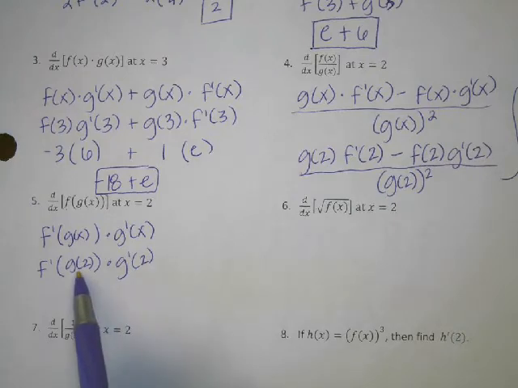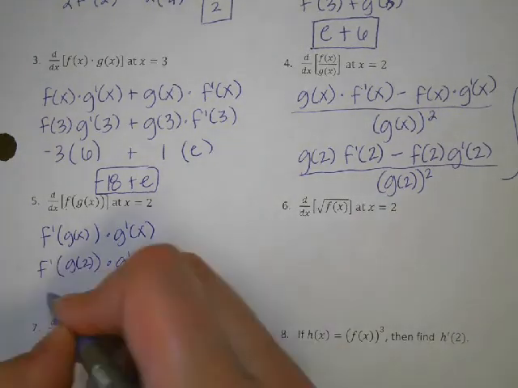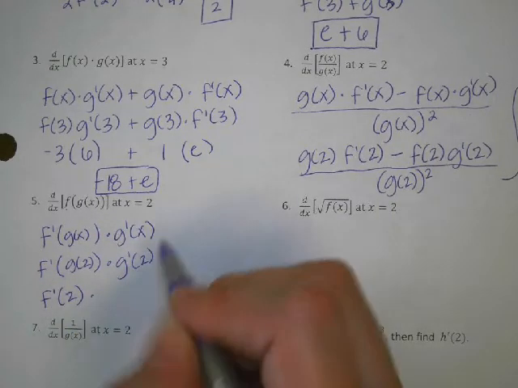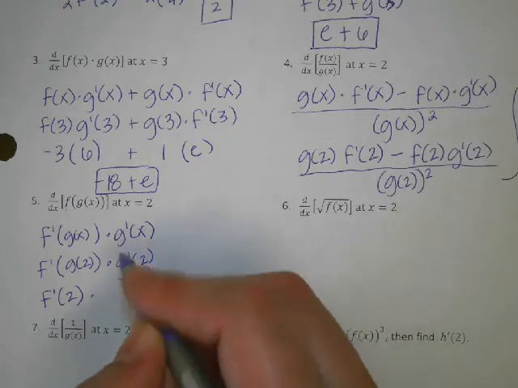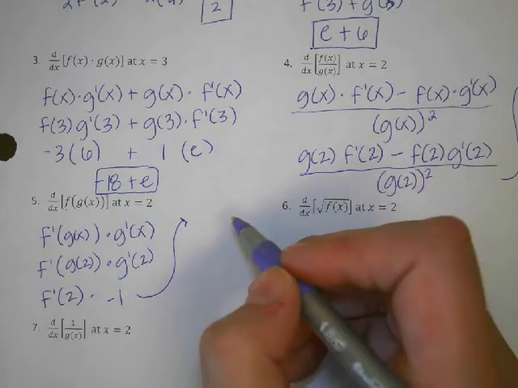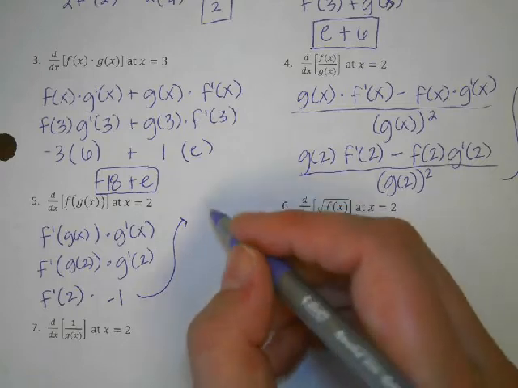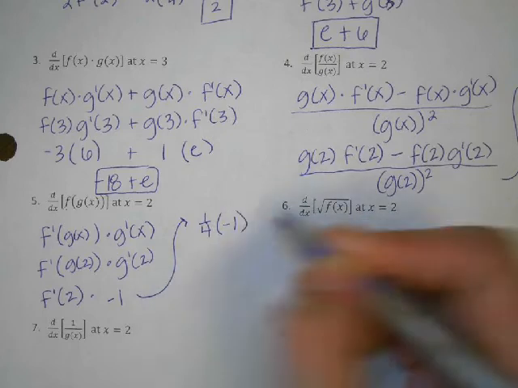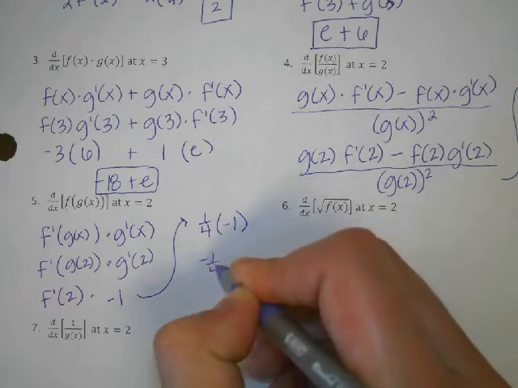So g of 2 is 2. So this is f prime of 2 times g prime of 2, which is -1. So f prime of 2 is 1/4. So I've got 1/4 times -1, and that equals -1/4.